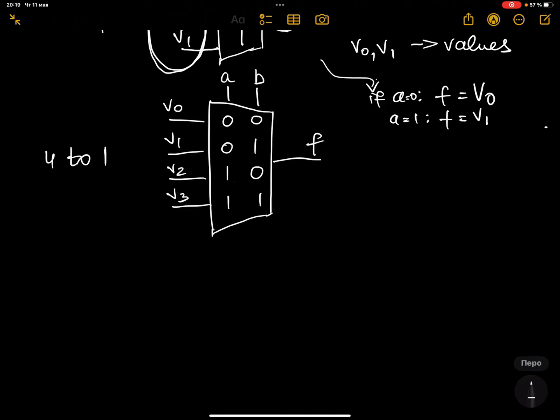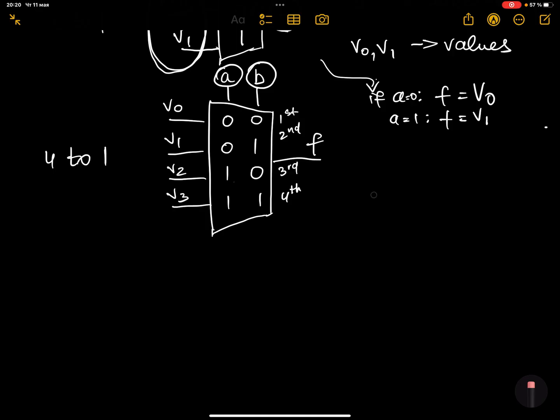Here, as you can see, we have two selectors, A and B. If I have two selectors, two variables, that means there are 4 combinations. When the value of A is 0 and B is 0, when A is 0 and B is 1, this is the first case, this is the second, third case, and fourth case. So you have two selectors, that means you have 4 values, because two selectors give 4 combinations, and you have a value for each combination.